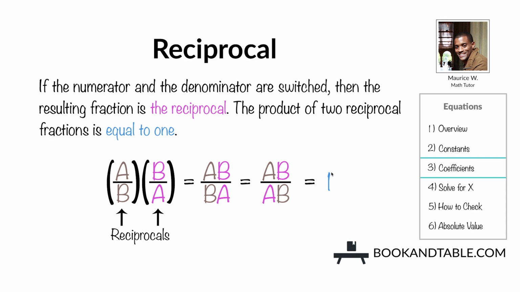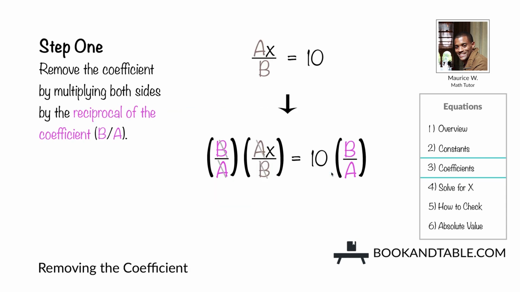Right, now why is this important? When you want to remove a coefficient that is a fraction, you do so by multiplying both sides of the equation by the reciprocal of this coefficient. So step 1, remove the coefficient by multiplying both sides by the reciprocal of the coefficient. Our coefficient is A divided by B. So the reciprocal is B divided by A.